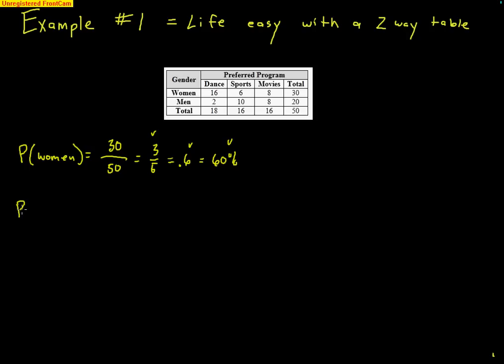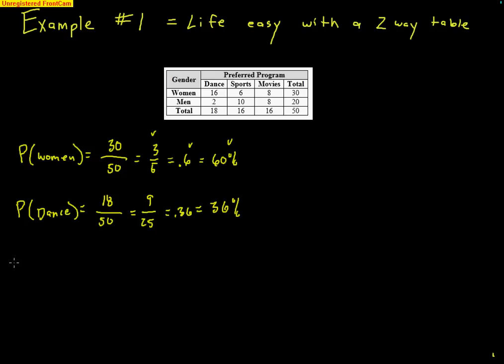How about this one? What's the probability that somebody likes to dance? Well, 18 people like to dance out of 50 people, so there's my answer right there. Again, you could reduce this. I'm sorry, both aren't divisible by 9. What am I talking about? Both are divisible by 2, so you could get 9 over 25, and 18 over 50 is also 0.36, which is 36%. I mean, like I said, how easy is probability when you see one of these two-way tables?